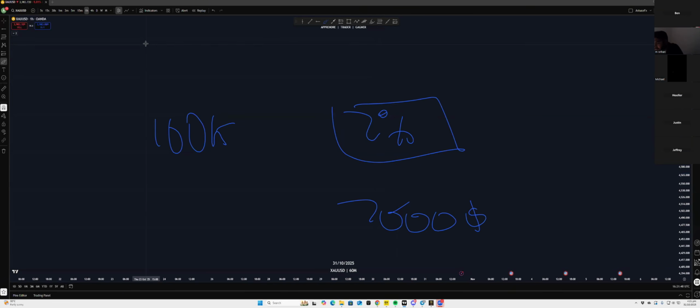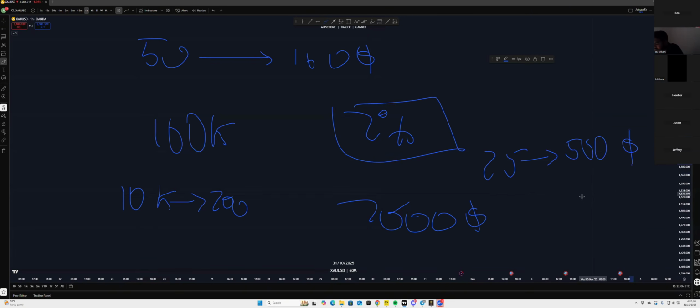If I was trading a 50K account, I would have risked $1,000. Why? Because $1,000 is 2%. If I was trading a 10K, I would have risked $200 because that's 2%. If I was trading 25K, I would have risked $500, because $500 is 2%. So it doesn't matter the account size. You always do the same thing.